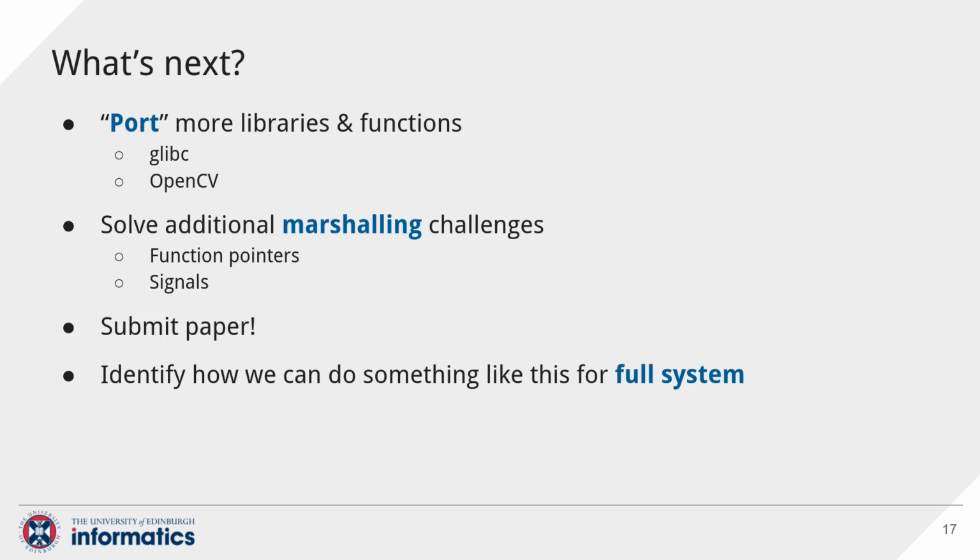We need to solve some additional marshalling challenges. I spoke about function pointers being a particular challenge. I haven't actually solved that yet, but it's definitely in the pipeline. I also need to investigate what the behavior of signals is in this context as well. They might just work. My intuition tells me that only a little bit of modification will need to be done to propagate signals properly, so I'm quite hopeful about that. And then we're going to submit a paper all about this. So that's what we're going to do.